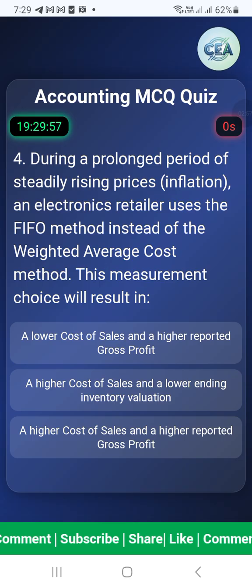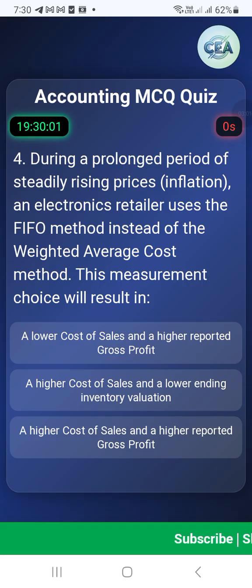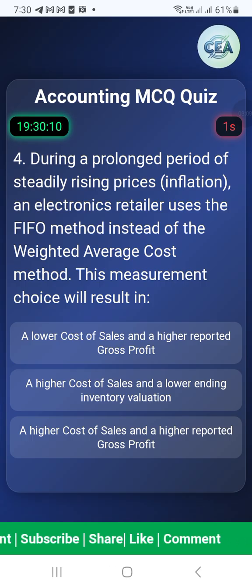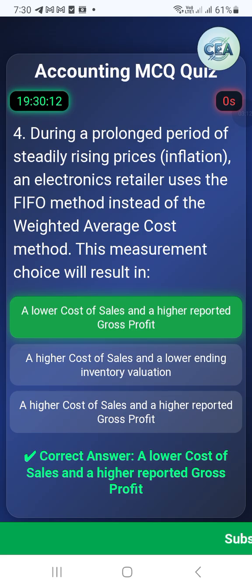Option 2. A higher cost of sales and a lower ending inventory valuation. Option 3. A higher cost of sales and a higher reported gross profit. Correct answer is a lower cost of sales and a higher reported gross profit.